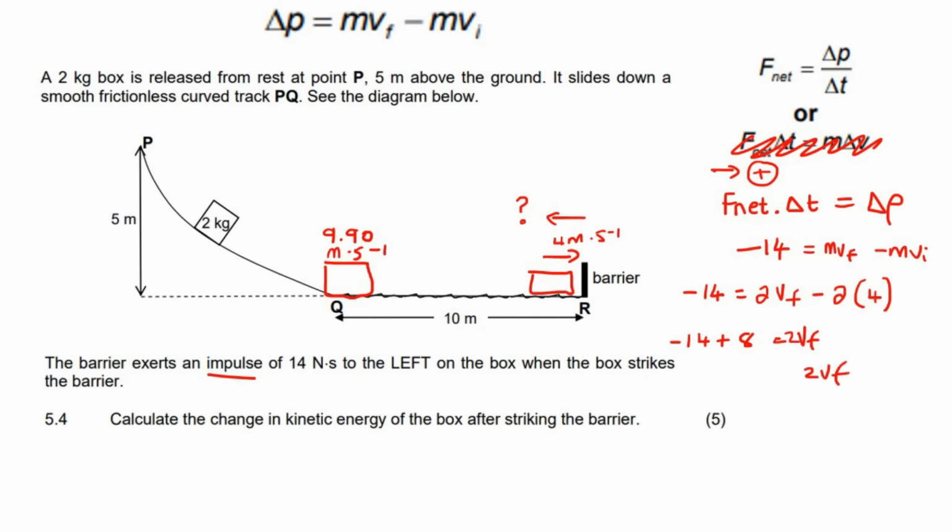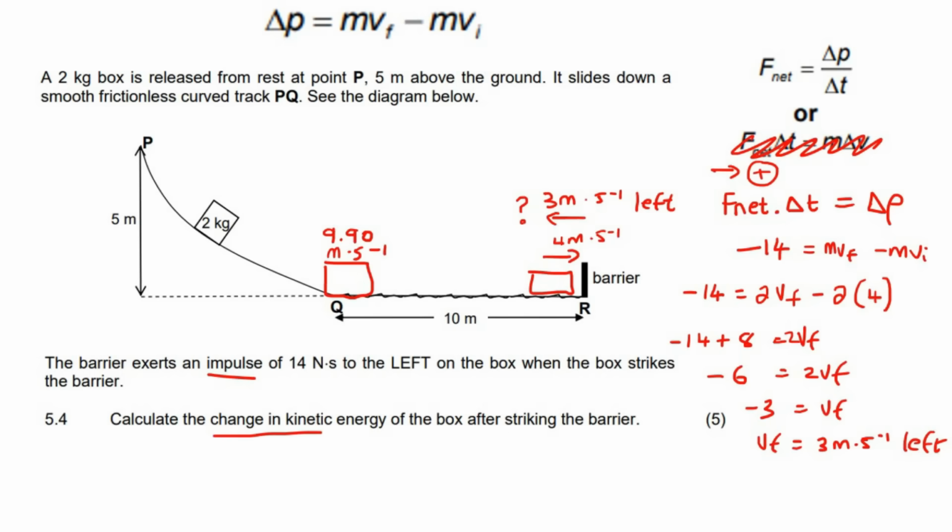So we're going to end up with 2vf is equal to minus 6. And so the final velocity is minus 3, and therefore the final velocity was 3 meters per second to the left. I actually predicted that one correctly just now. 3 meters per second going to the left.